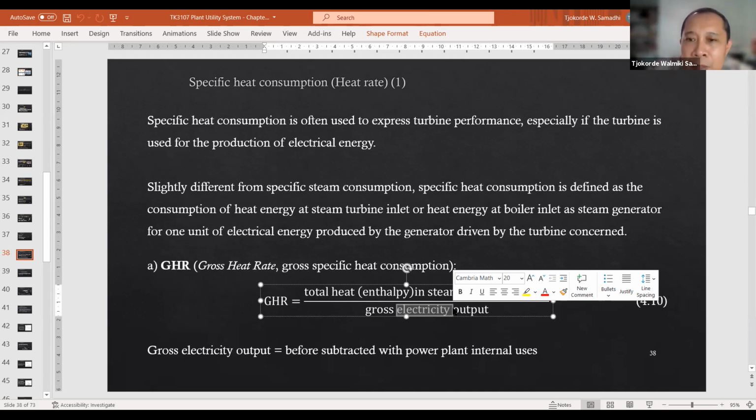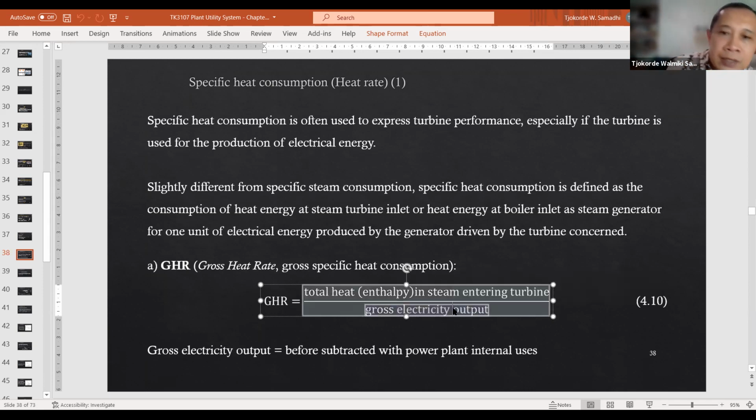Ya, jadi dari rumusnya jelas ya, bahwa bilangan pembaginya adalah daya listrik yang dihasilkan. Jadi total entalpi masuk dalam steam dibagi daya listrik yang dihasilkan. Jadi kalau turbinnya nggak dipakai untuk menghasilkan listrik, ya ini nggak bisa dihitung. But ASR and TSR, on the other hand, you can calculate on any steam turbine. Not just the ones that generate electricity, but any steam turbine, you can calculate the steam rates.